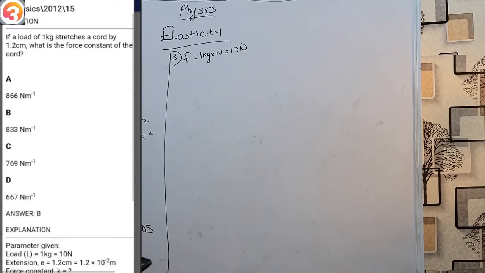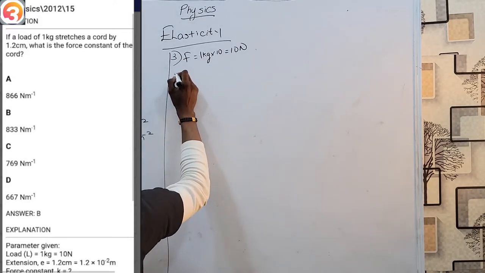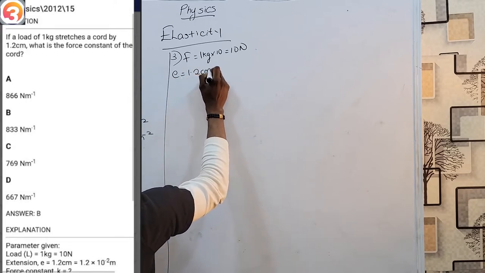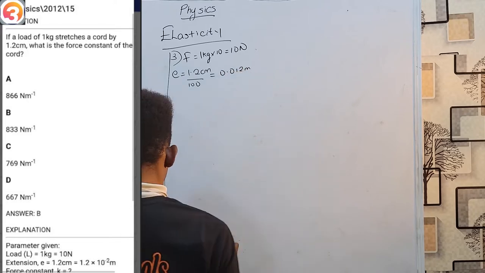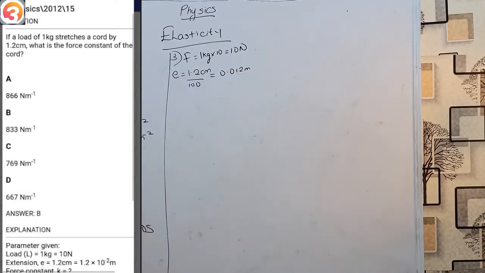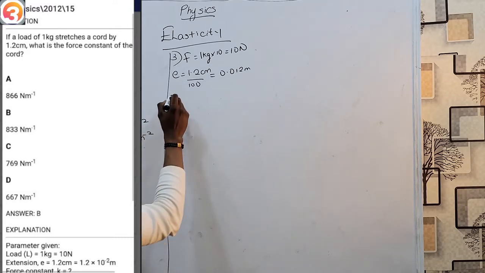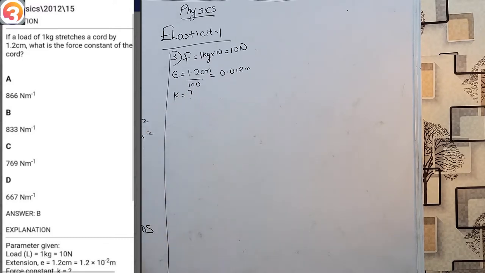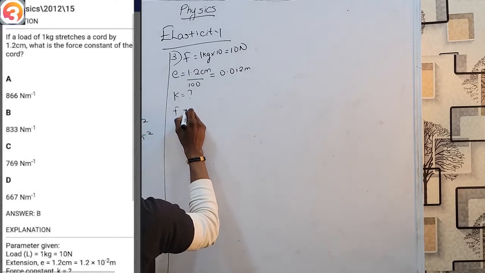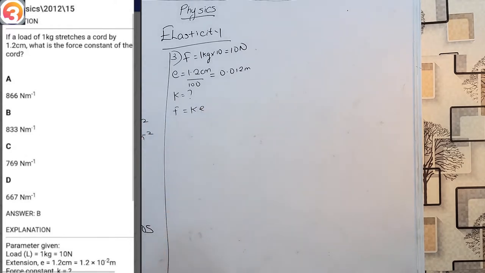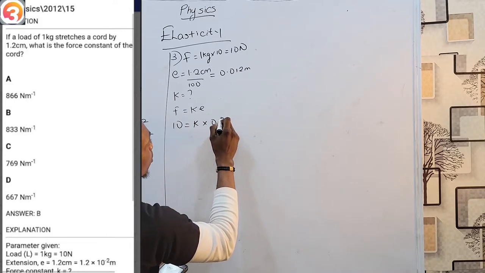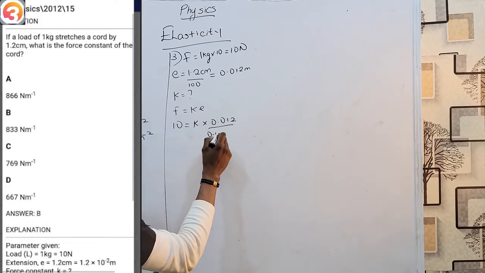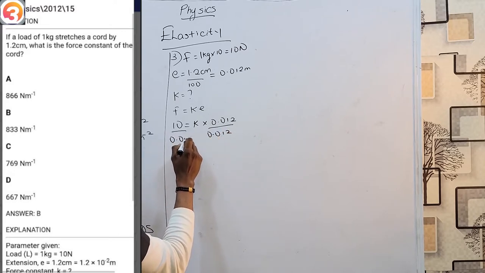If this stretches a cord by 1.2 centimeters, or 0.012 meters, then we have been asked, what is the force constant? Force constant, or stiffness, is K. To find it, we know F and E, and we know that F equals KE. Therefore, my F being 10, my K is unknown, times E, 0.012. So K equals 10 over 0.012.